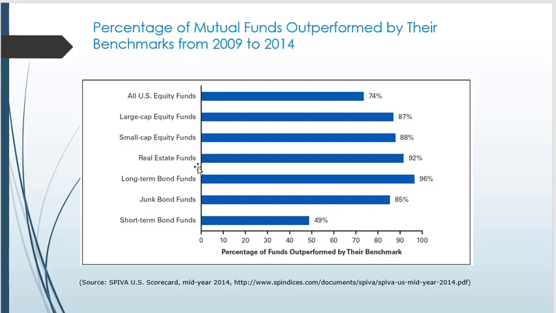13% here, 12% here, real estate funds. This was a very volatile time for real estate funds, so it's not surprising that mutual funds didn't perform as well as some real estate index funds could. Short-term bond funds, it says 49%. I mean, 51% of the short-term bond funds outperform the index. So I like this graph in that it makes their point, that many mutual funds don't beat their benchmarks.